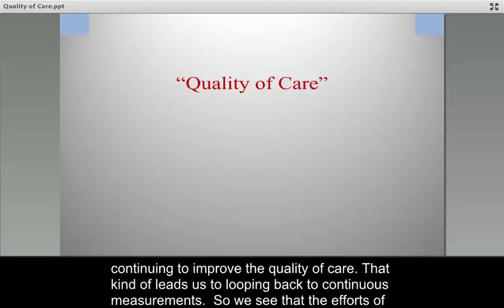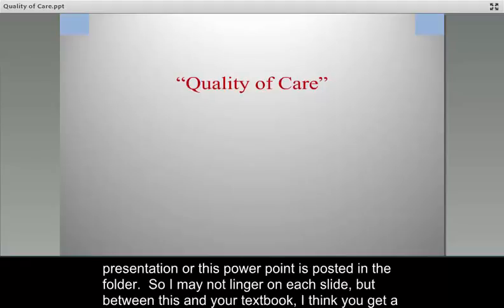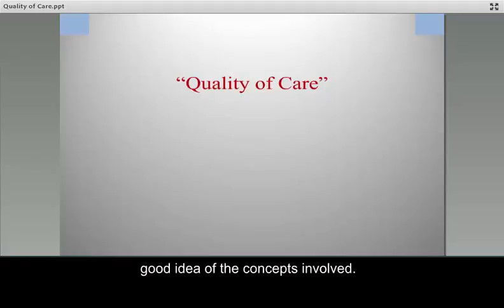So we see that the efforts of technology and other market changes are yielding better outcomes for us. So let's just talk a bit about some of the key concepts. This PowerPoint is posted in the folder, so I may not linger on each slide, but between this and your textbook, I think you get a good idea of the concepts involved.